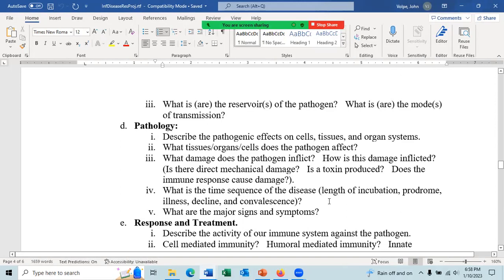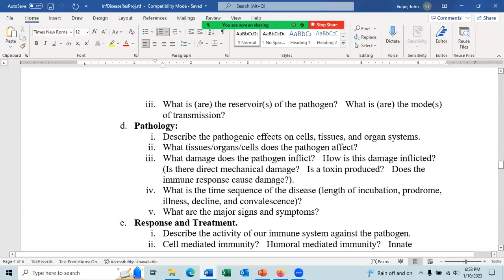What's the sequence of the disease? Like what's the length of incubation, the prodrome period, the period of illness? I guess we haven't talked about this, so we will, in which case you'll have a better idea. The period of decline, the convalescence. And then what are the major signs and symptoms of the disease?